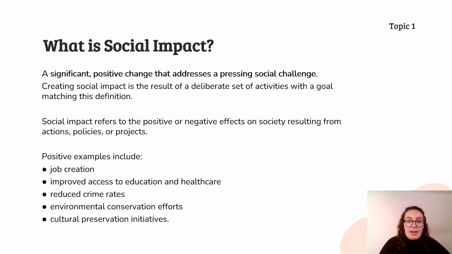Creating social impact is the result of a deliberate set of activities with a goal of matching this definition. Social impact refers to the positive or negative impacts on society resulting from actions, policies, or projects. Positive examples include job creation, improved access to education and healthcare, reduced crime rates, environmental conservation efforts, and cultural preservation initiatives.